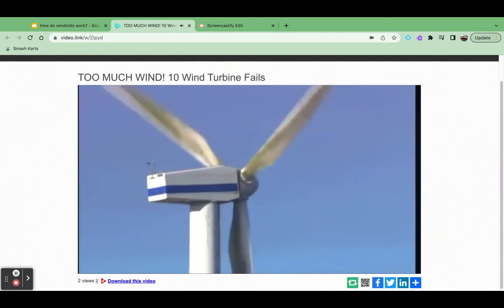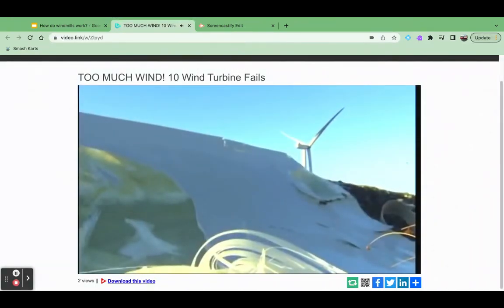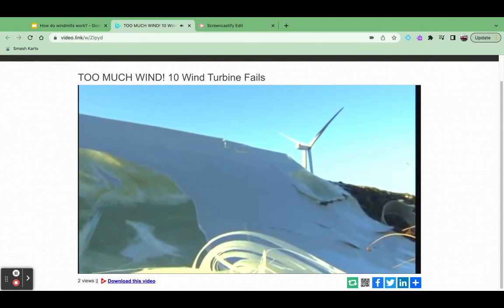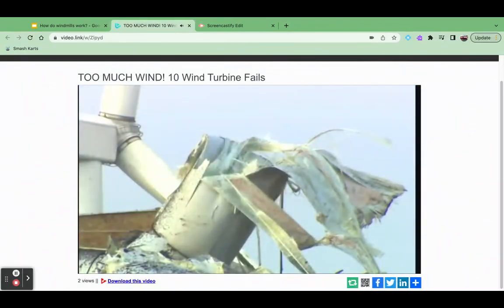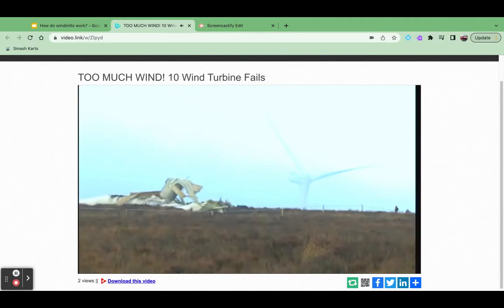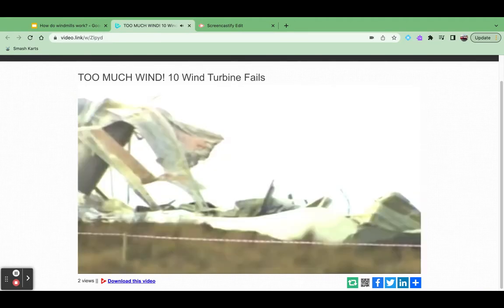The blades spun out of control, though, and made such a loud sound that they could be heard up to 7 miles away. Luckily, no one was hurt, but extra precautions have been put in place to ensure the safety of everyone who lives in the area.